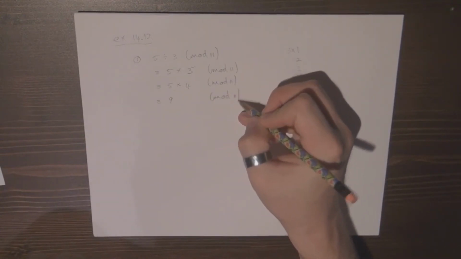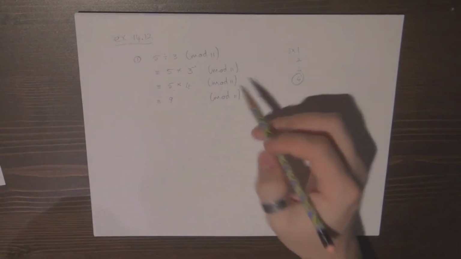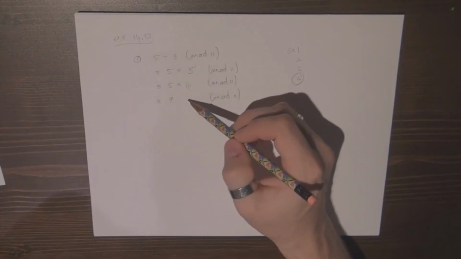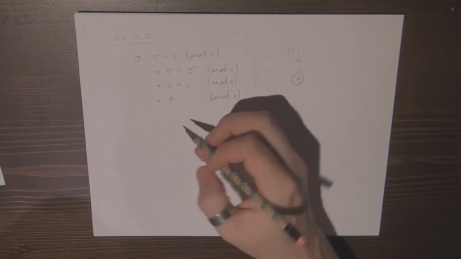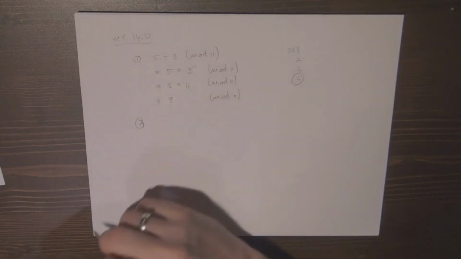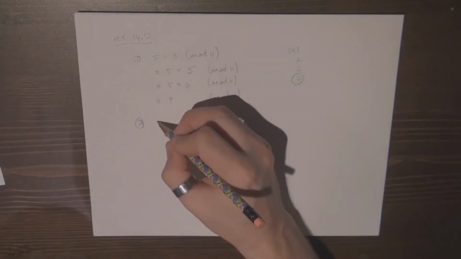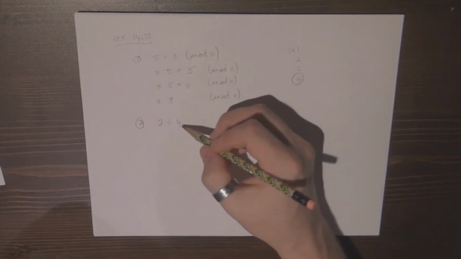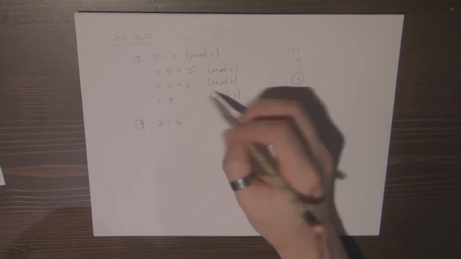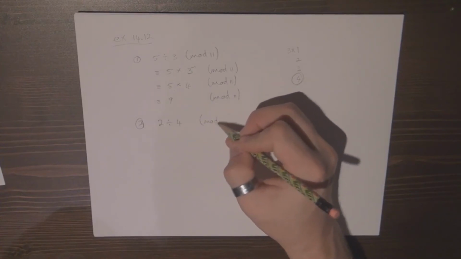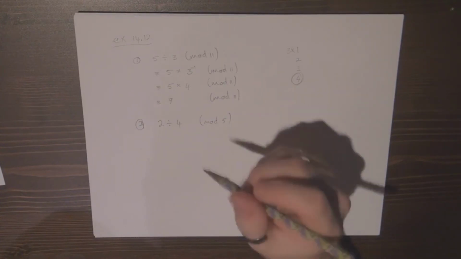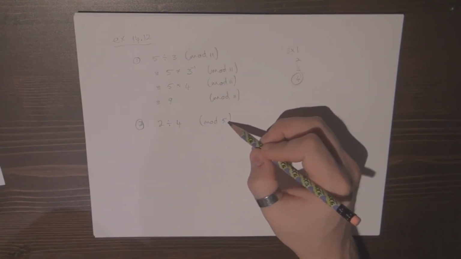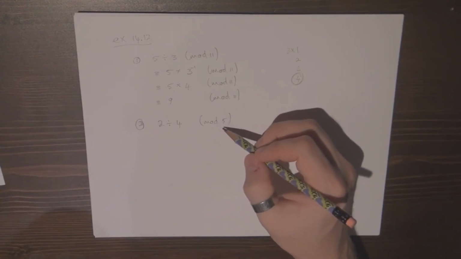So by working on the mod circle, I really have to think about what is happening here, because it looks much less familiar. Number 2, 2 divided by 4. You might be tempted to say, oh, but it's a half. No, there are no fractions on the mod 5 circle. My answer is going to be a number 0 to 4. Those are the only numbers available.